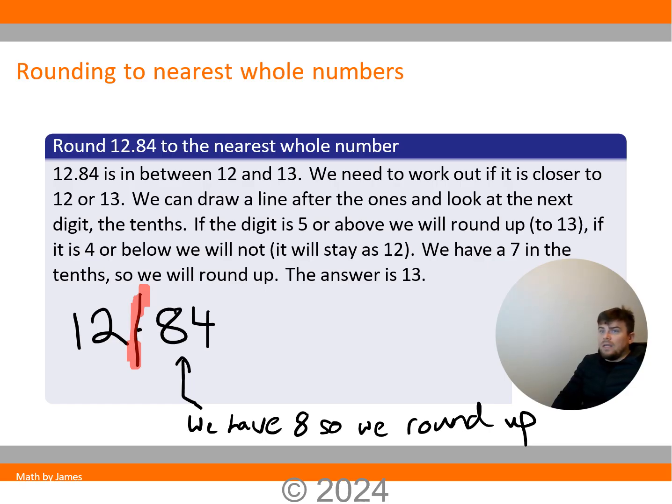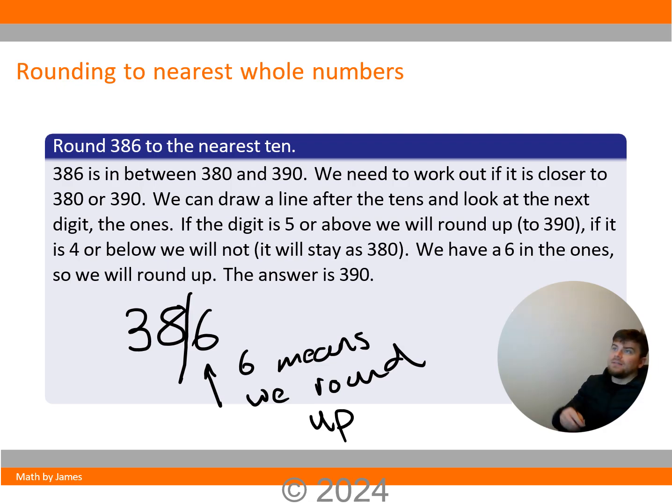We have an 8 in the tenths, so we will have to round up. Our answer is 13 for the nearest whole number. It's always the nearest one. But now we've got the nearest tens. Nearest 10 is the nearest multiple of 10.